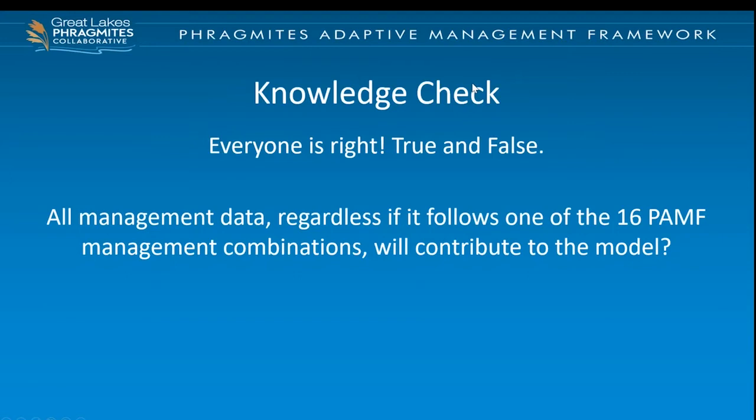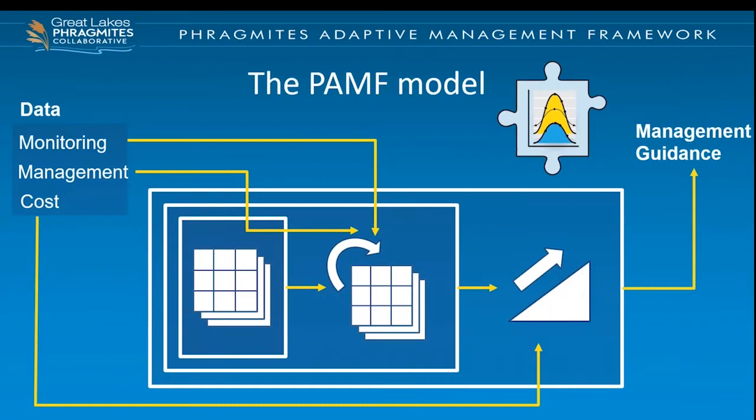Especially this year, if you can't get out to some of your management units and you end up not doing a PAMF combination, that would not be able to update the part of the model that talks about how effective your management was, because we run those on state and transition models, and we only have those models for PAMF combinations.